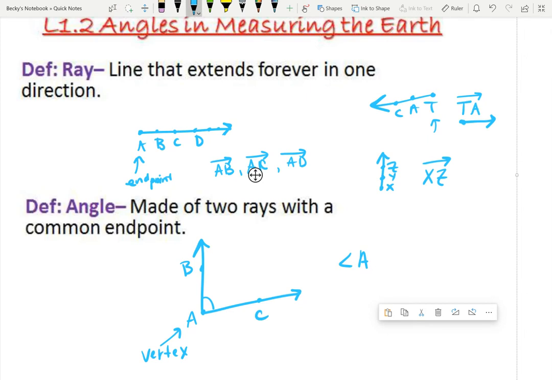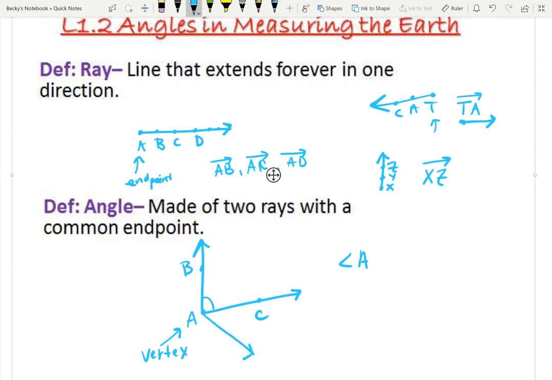And that works a lot of the time. But sometimes it's confusing when there are multiple rays coming out of one vertex. And if I said, hey class, measure angle A, you really wouldn't know if I'm talking about this angle, or this entire big angle, because angle A is technically all three of those.